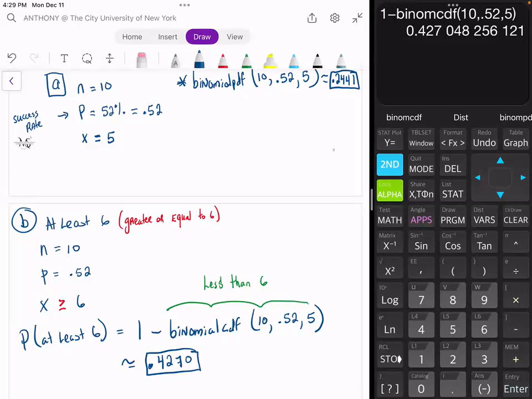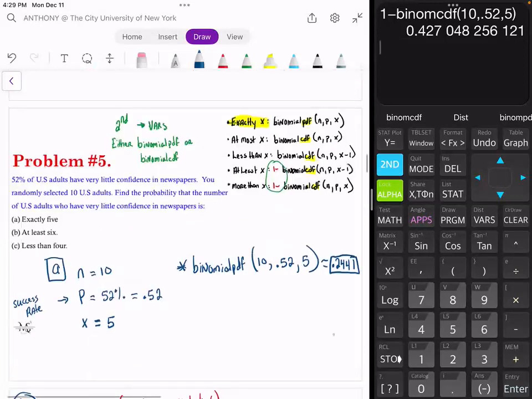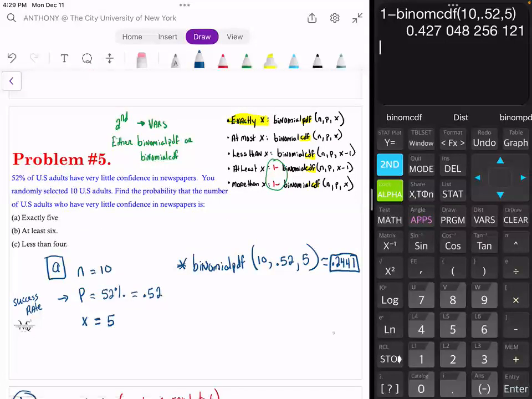Questions here? Do you always subtract the 1? It depends. Okay. Now, if it says at least or more than, then yes, you would need to do the 1 minus. If it states at most or less than, then you don't have to. Okay. All right. If it says at most or less than x, you don't have to. Okay. Let's try it again.